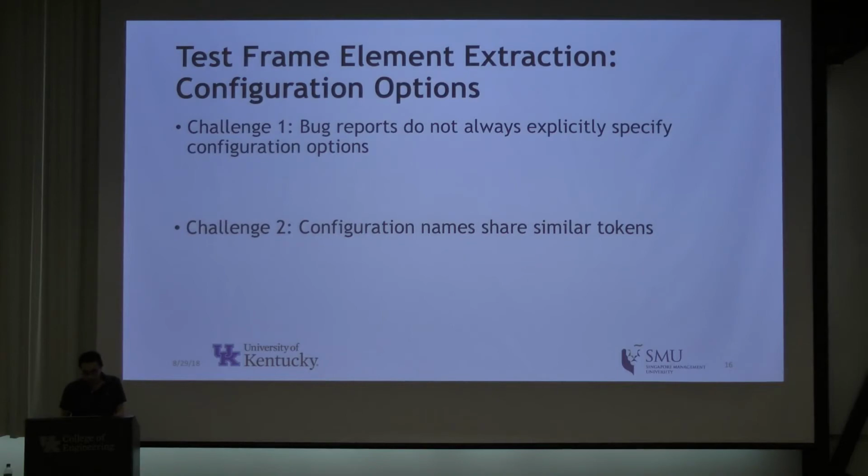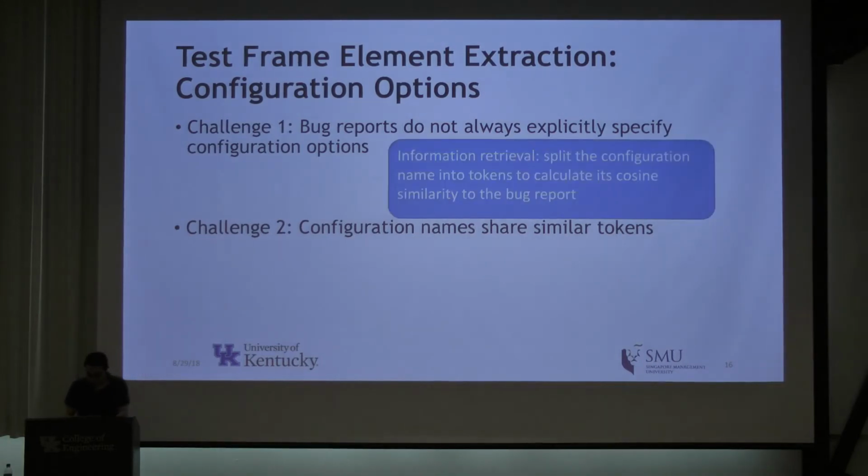However, unlike the commands and other input parameters, configuration option is a different animal. First, not every bug report mentions the name of the configuration explicitly. So if it's not there, you cannot search for it. Someone might think we can use information retrieval techniques. The naive way would be to split the name of the configuration options, use those tokens, and calculate the cosine similarity scores against the performance bugs. It works in some cases.